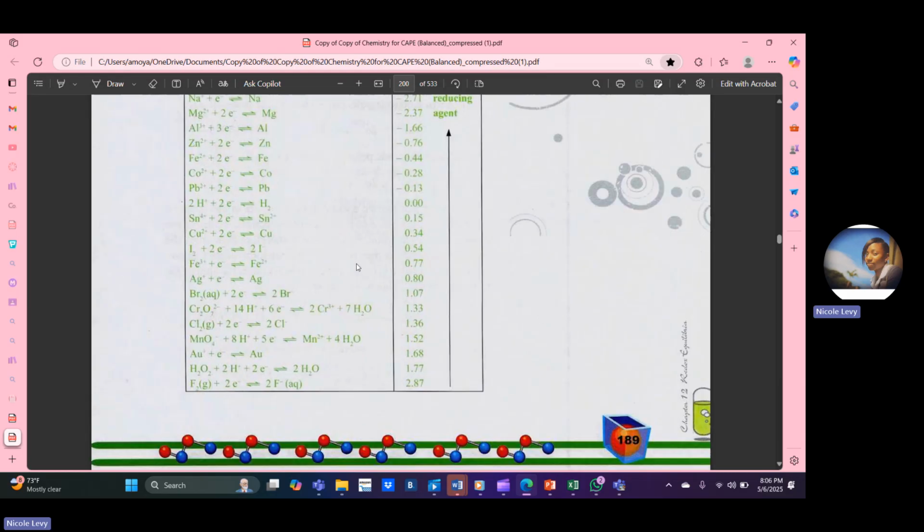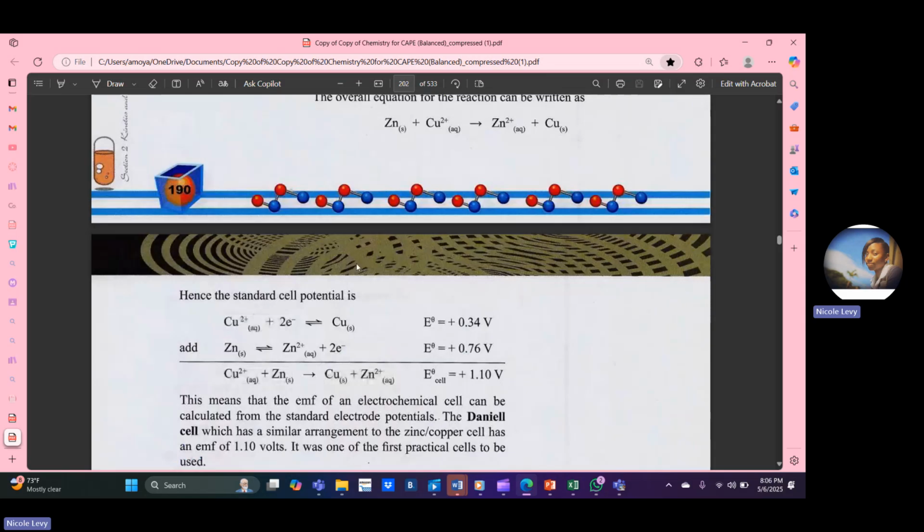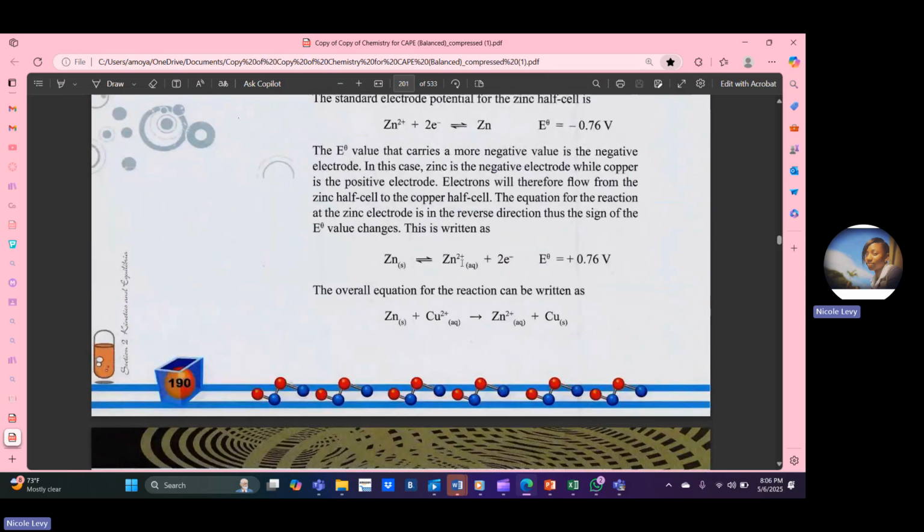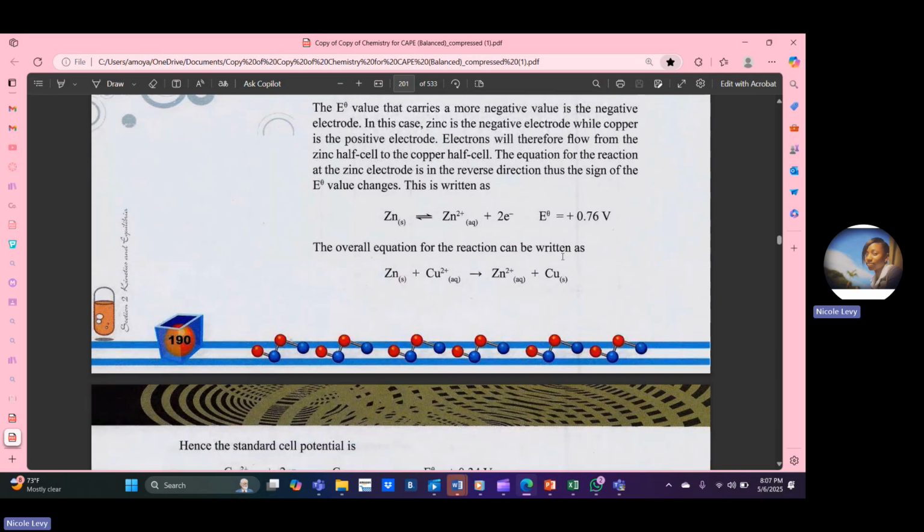lose electrons, right? So whenever you flip that equation, in order to find the E cell value, you have to flip the equation to make it positive. So we flip the equation that we saw above to make zinc the reactant. So the zinc is losing electrons. That is why the value is no longer negative, it's positive, because when we flip the equation, the sign is flipped. And you only do this for the one that is more negative, or the one that will lose electrons.